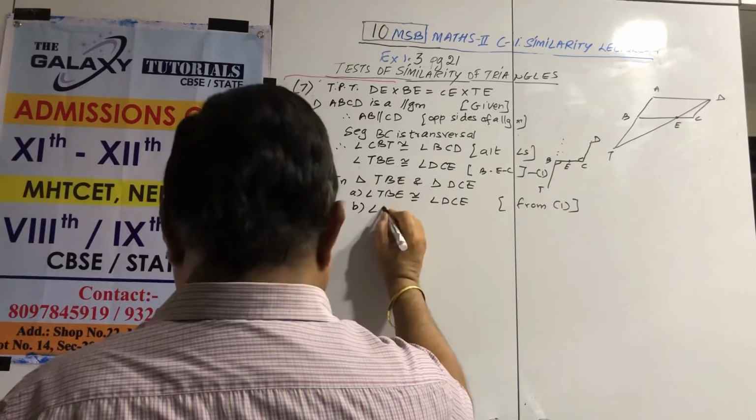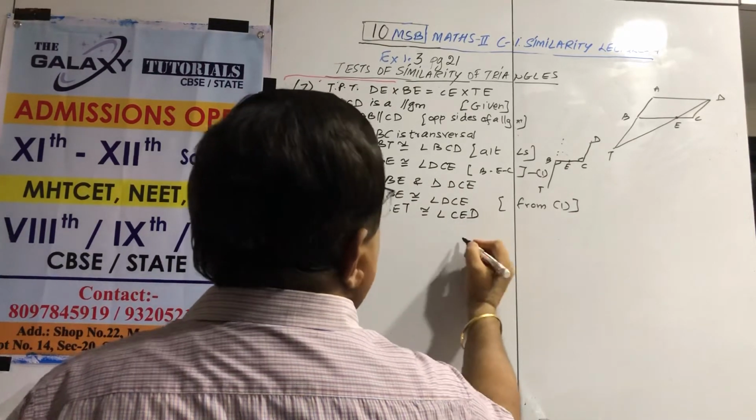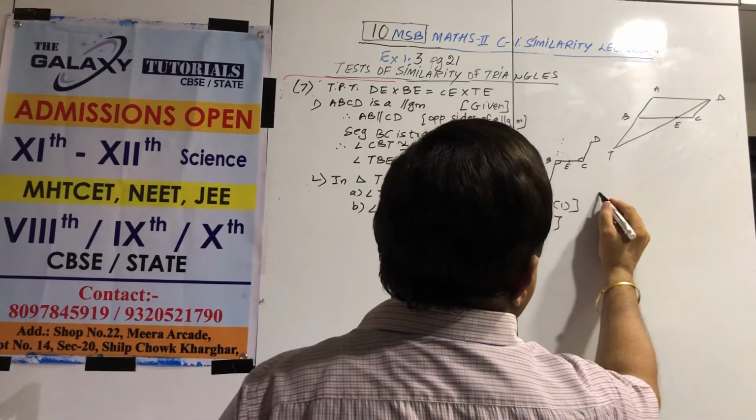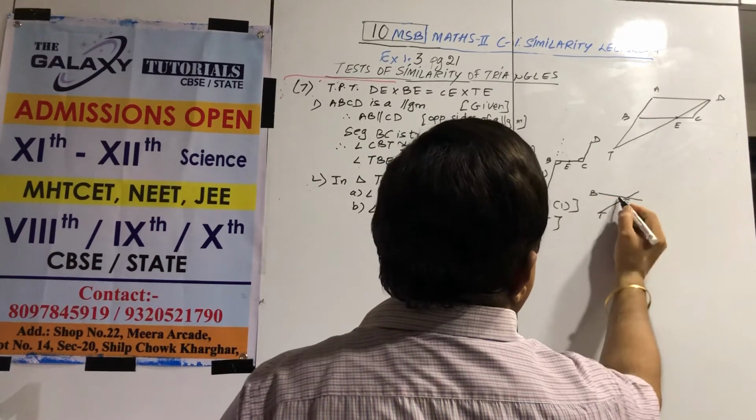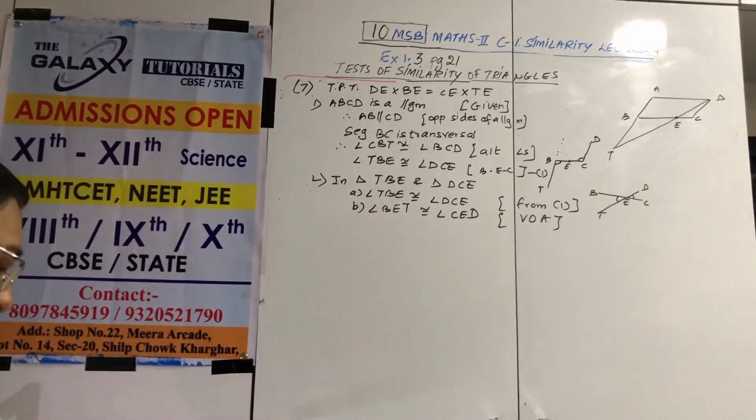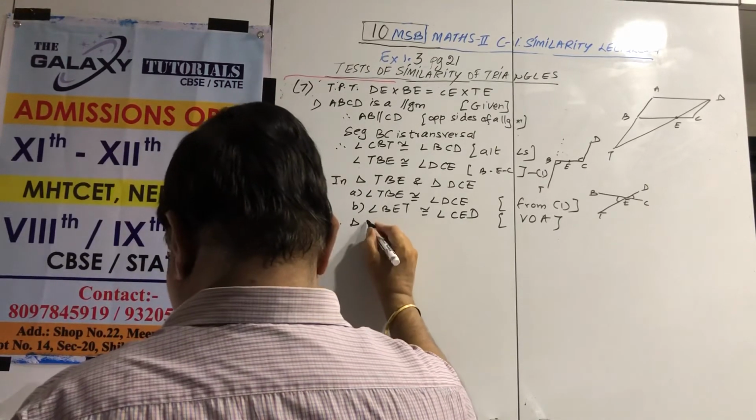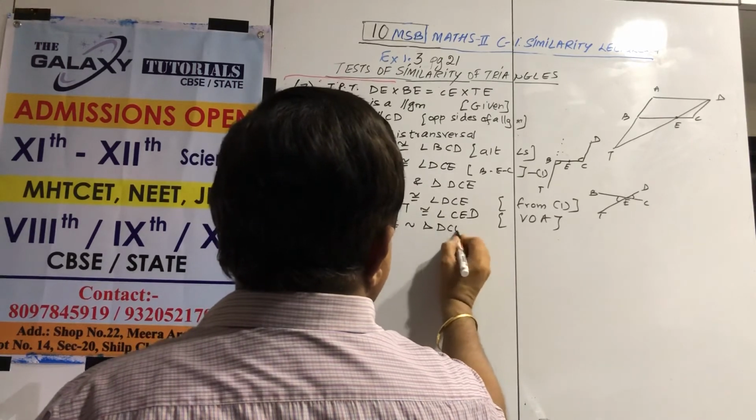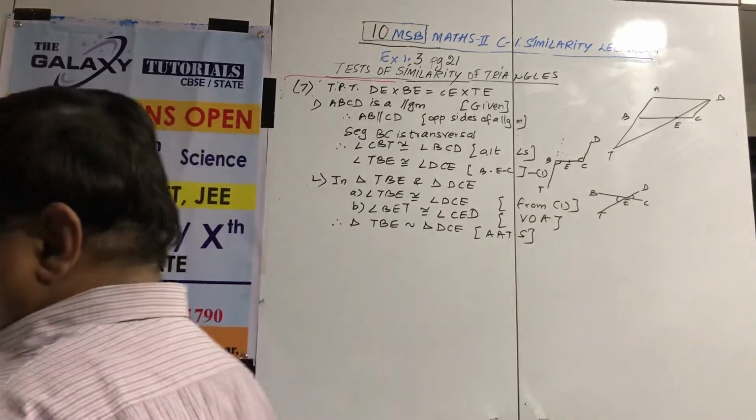Angle BET is congruent to angle CED, vertically opposite angles. Therefore, triangle TBE is similar to triangle DCE by AA test of similarity of triangles.